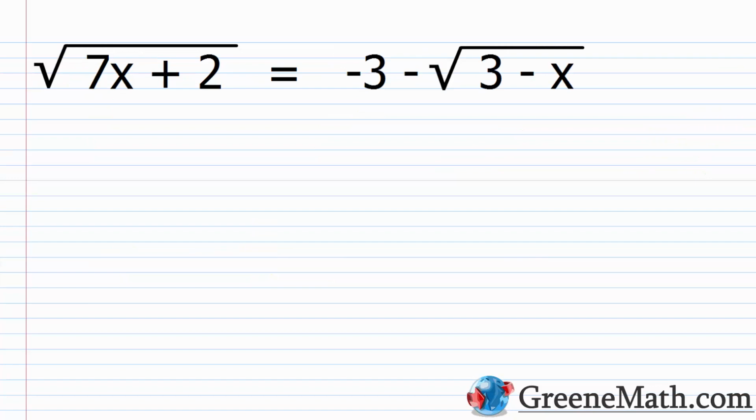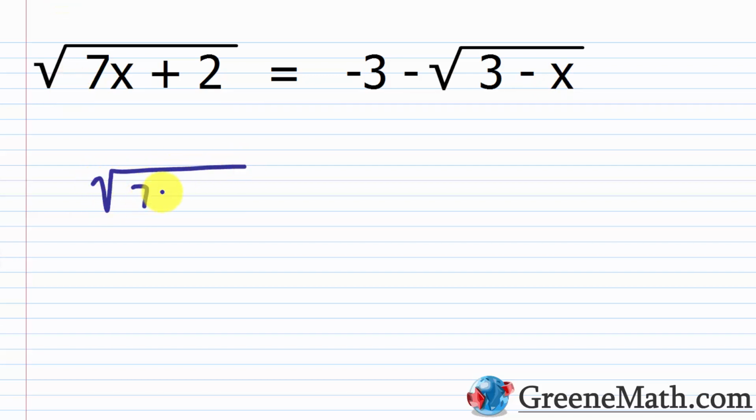All right, now let's look at one with an extraneous solution. Okay, so this guy right here, you're going to have a problem. So we have the square root of 7x plus 2 is equal to negative 3 minus the square root of 3 minus x. Okay, so on the left-hand side, this square root operation is already isolated. So let's get things started by just squaring both sides.